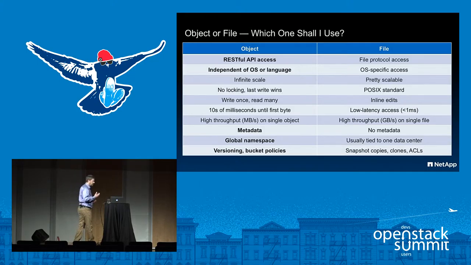And then finally, you can do things like versioning. Versioning is the object way of doing data protection, meaning that if you maliciously or accidentally delete an object, you can go back to a previous version of that object. So even if somebody somehow gets to that object and deletes it, you can still go back to a previous version.